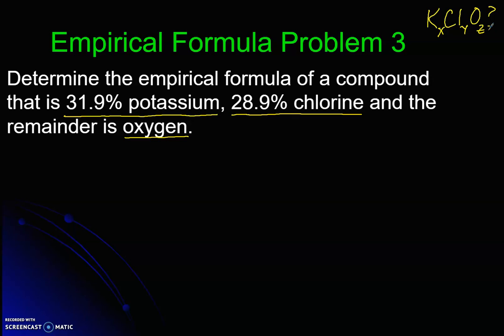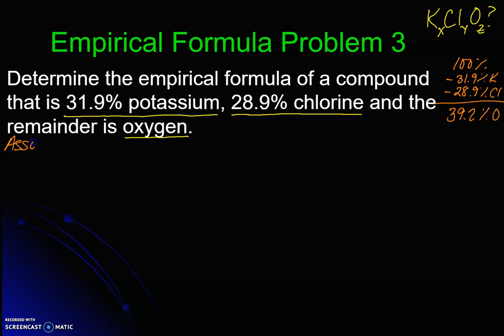Okay, so what do all of these percents add up to? You got it. All of the percents add up to 100. So if we subtract out that 31.9% potassium and subtract the 28.9% chlorine, go get your calculators. What is our remainder, our percent oxygen going to be? Do you know? Okay, so figure it out. Type it in. It's going to be 39.2% oxygen. Good.